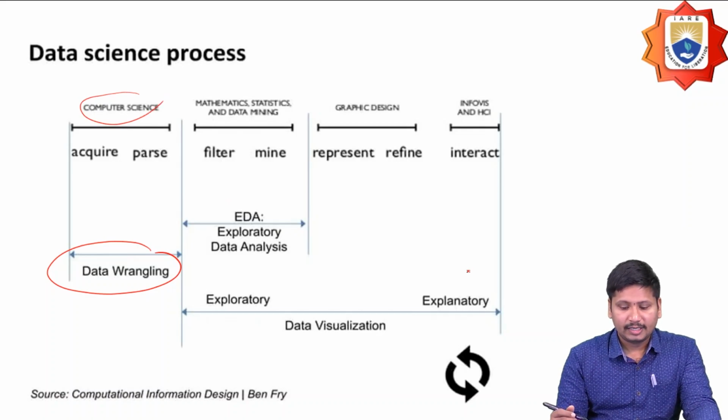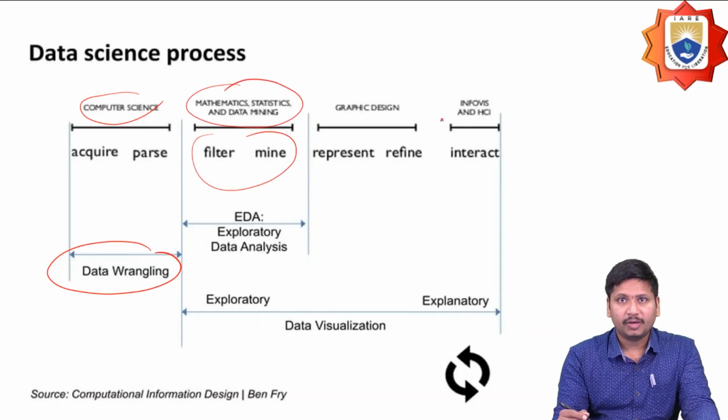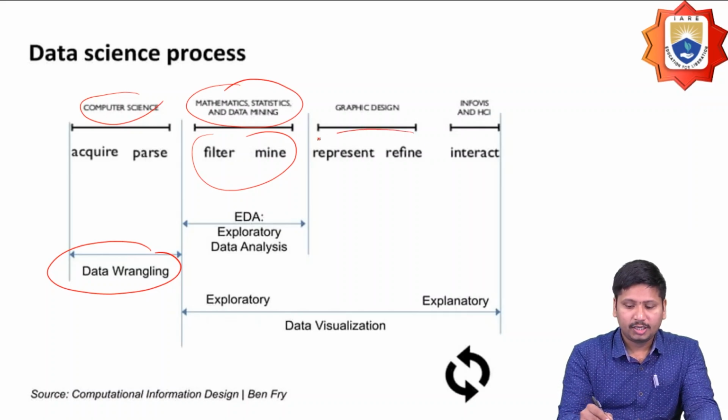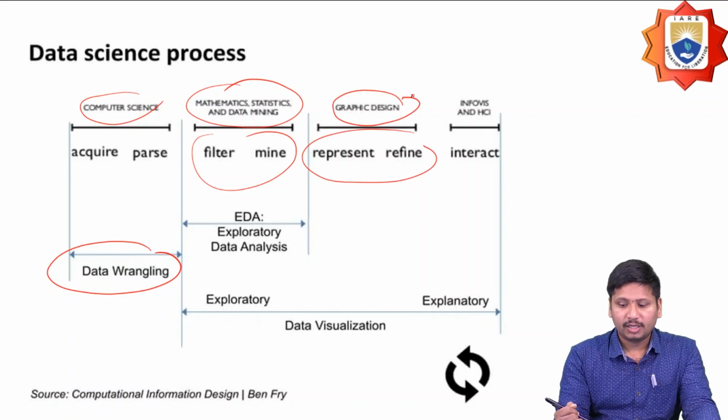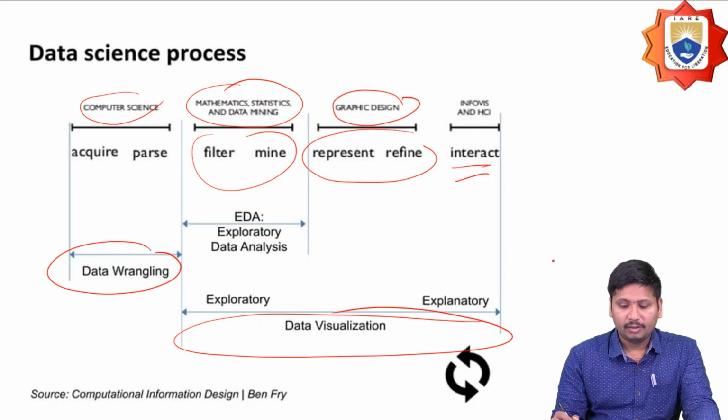And how this exploratory and explanatory data means. So these are the filter processing of the data by making use of mathematics, statistics, and data mining. And for representing the refined data, that should be done through graphic design. And finally you are able to make the interaction of the data. So this entire process of mining the data, designing, and then interacting, all will be examples of the data science process.